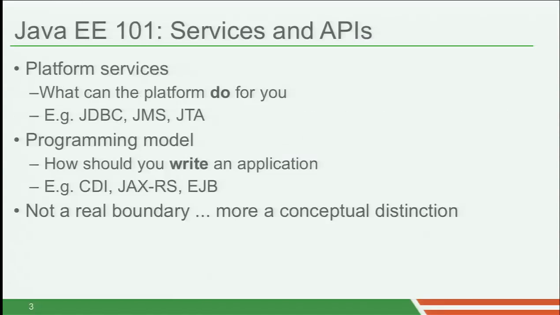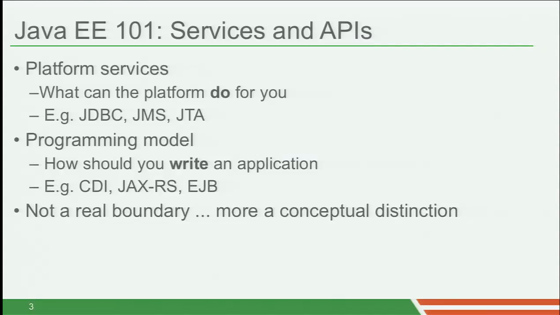So I think the starting point, one of the things that we want to clarify in this talk, is the relationship between programming models and services. And especially this is something that's needed when you look at the Java EE as a specification. Java EE doesn't make it very clear where the boundary between platform services and programming model is. Obviously, there are some specifications that describe what the platform can do for you. Things like JDBC, for example, or JMS, or JTA, right? These are things that tell you this is what the server provides.